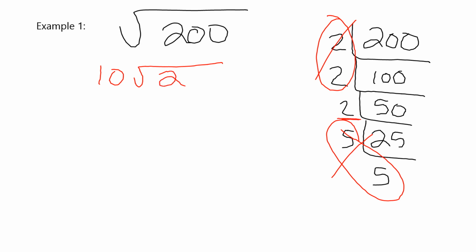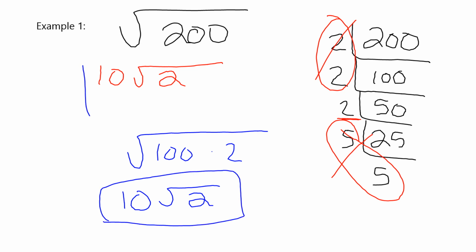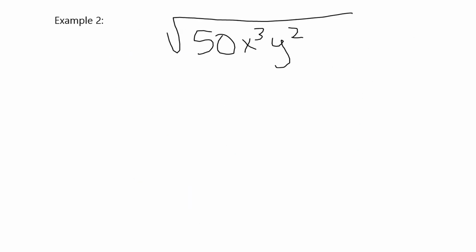One way you can look at this is that 200 is 100 times 2. The square root of 100 is 10, so that comes out, and you're left with 2 inside. So either way, you simplify this radical to 10 radical 2.